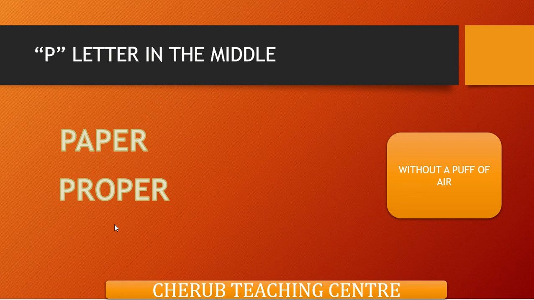So it goes like pepper, pepper. So the first letter P will be with a puff, however the middle letter P will be without a puff. Okay, again, proper, proper. So once again let's say paper, and the next word is proper.